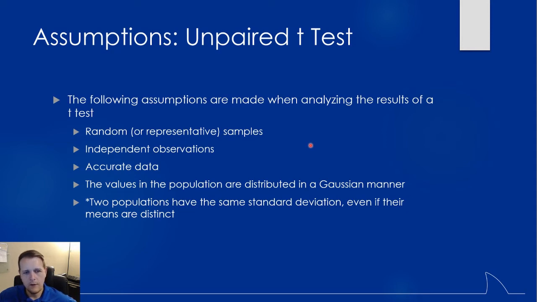Okay. Other things, the data should be accurate, which you would hopefully assume is true. And then, as I mentioned, it should be distributed in this Gaussian manner here. Okay. And again, typically you want to see that both groups have a pretty similar standard deviation, even if the means are distinctly different. That shows that the variability is roughly similar between the two groups there.